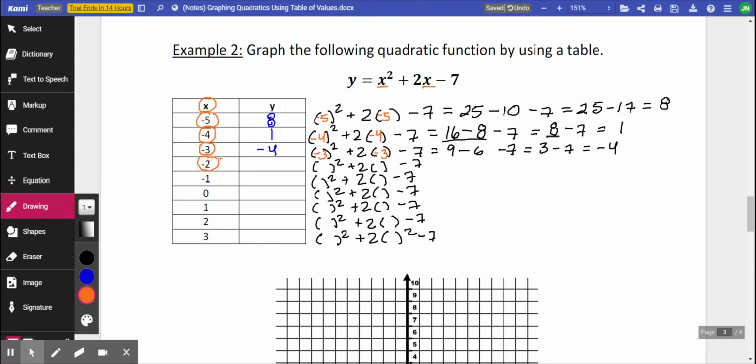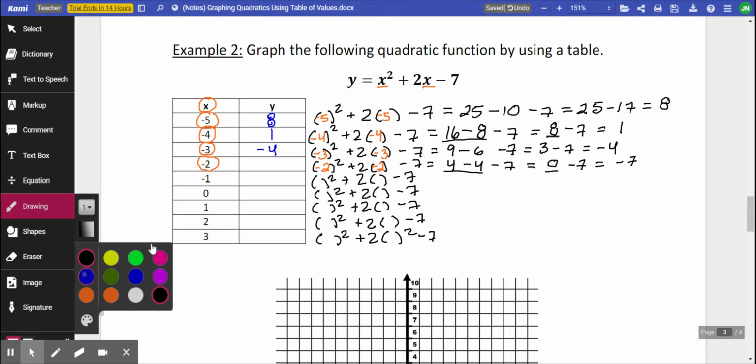Okay, now we're going to plug in -2. So same thing, go down the list, plug in -2 to everywhere you see an x. -2 squared is positive 4. 2 times -2 is -4. And then we had that -7 still. 4 minus 4 gives me 0, so it cancels out. All we have to do is take 0 minus 7, which is -7. So the next number would be -7 on the list.